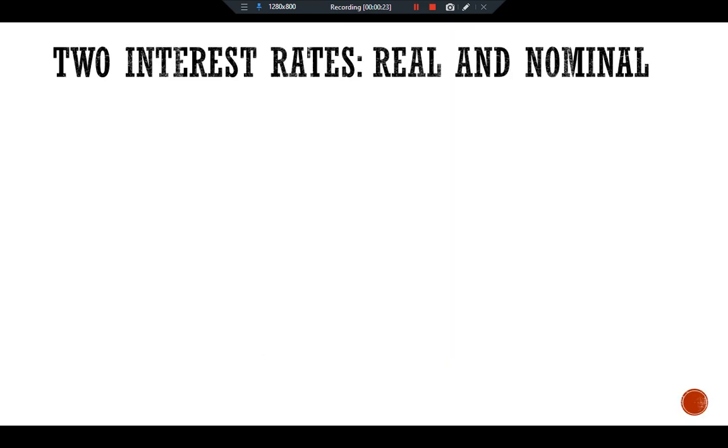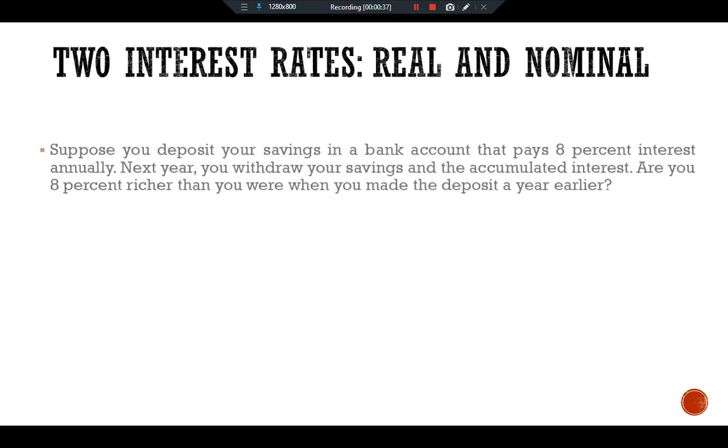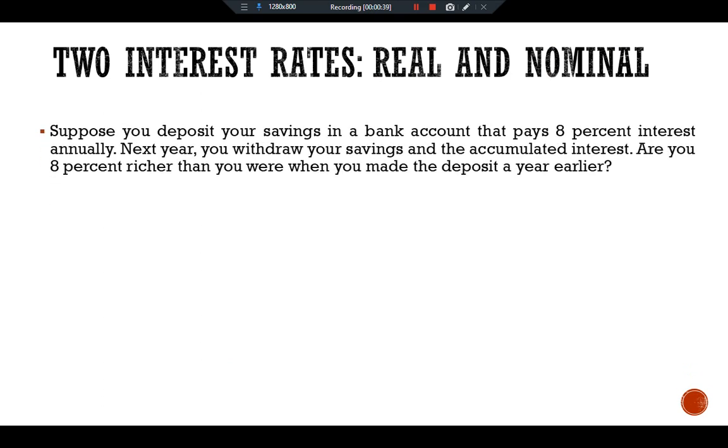Two interest rates, real and nominal. Although we have discussed the real and nominal interest rate in our previous session, here we are going to link real and nominal interest rate with our inflation rate. So suppose you deposit your saving in a bank account that pays 8% interest rate annually. Next year you can withdraw your saving and accumulated interest. Are you 8% richer than you were when you made the deposit a year earlier?